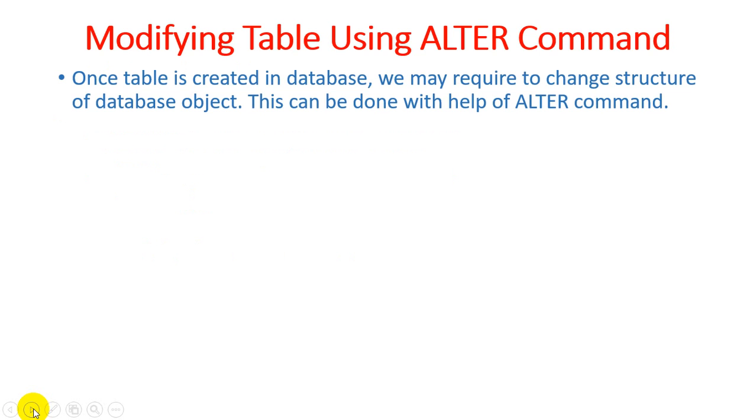Once a table is created in a database, we may need to change the structure of a database object. And a database object, as previously discussed, is nothing but a table, view, and all the things which are part of your database. This can be done with the help of the alter command.